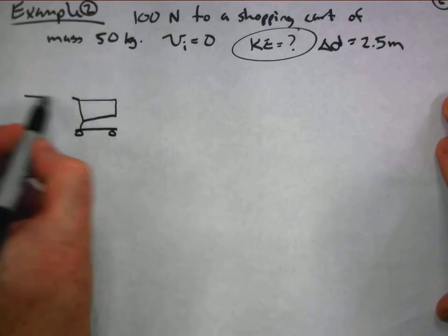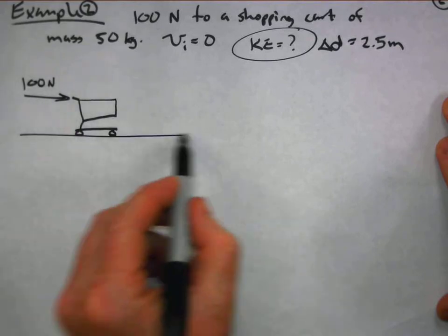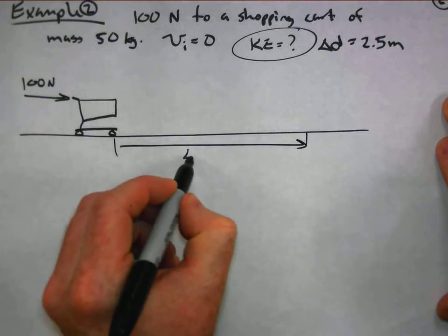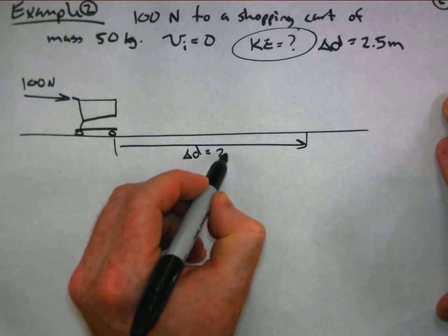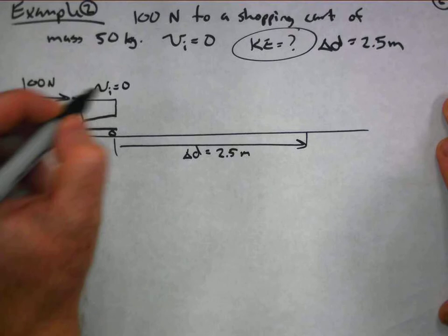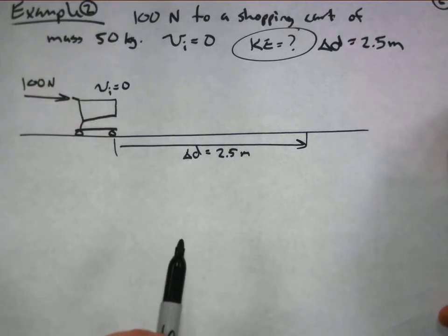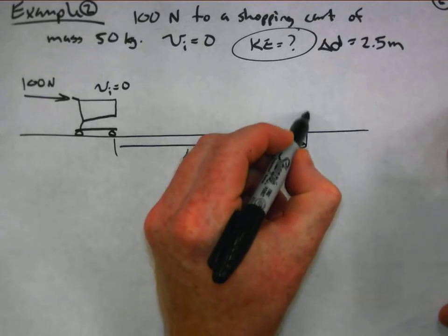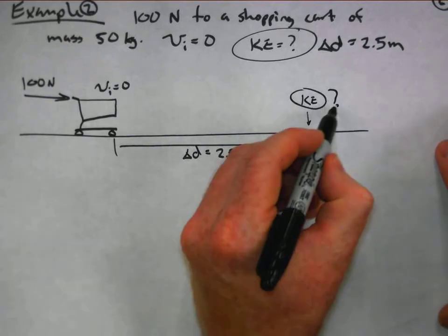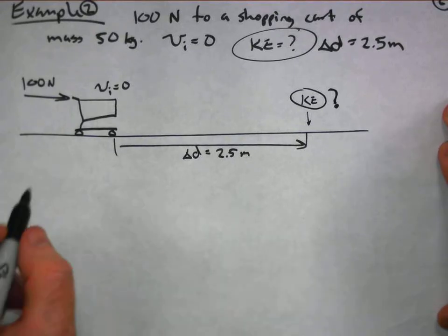Okay, you apply your 100 Newton force, and the shopping cart travels a distance there of 2.5 meters. Your initial velocity is 0. What we want to know is, what is its kinetic energy after it rolls? So we want, at this location, the kinetic energy. That's our goal, right? That's a terrible question mark. There we go.